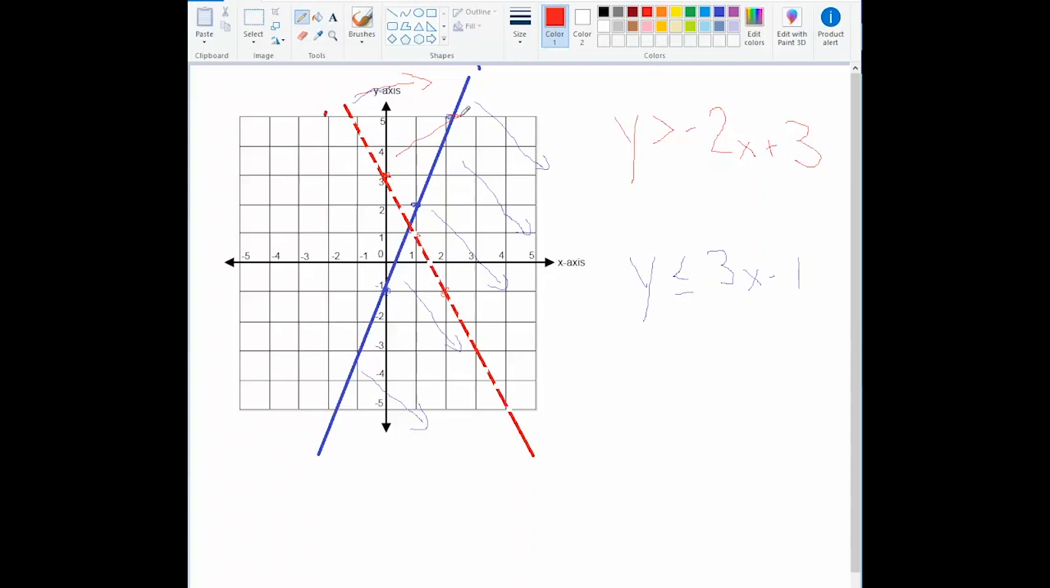So remember we talked about shading above the line. If we shade above, notice something. Where does the shading intersect? Well, the shading intersects in this whole area here. That's where the solution to the system of inequalities is located. All the answers in red in here work for this inequality, and in this area all the answers for blue also work. So they are the ordered pairs that would work if plugged into both inequalities.